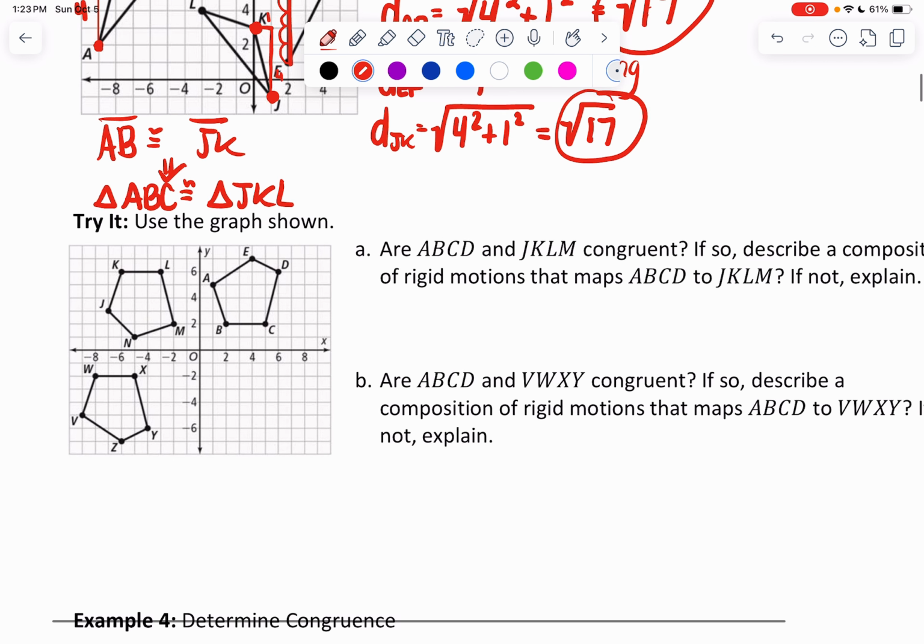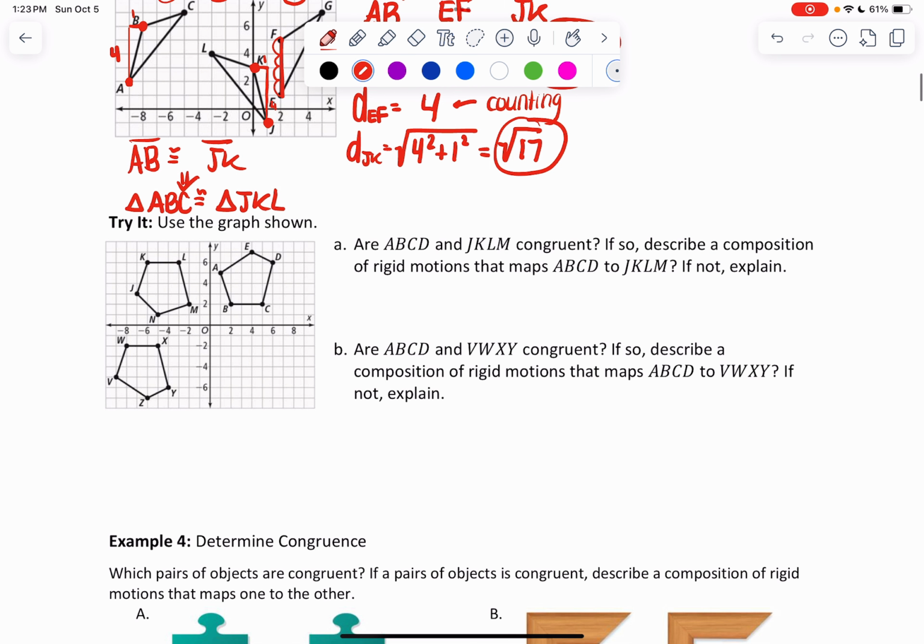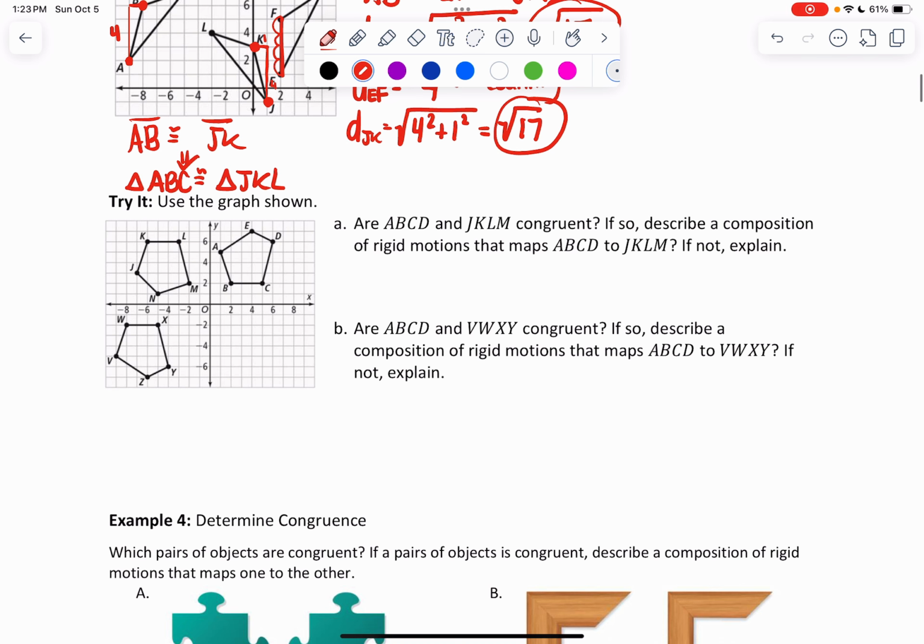All right, so I want you guys to try this one. I'm going to move over this one. I will post an answer key later today.